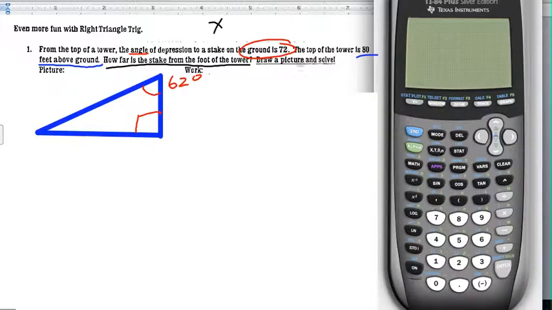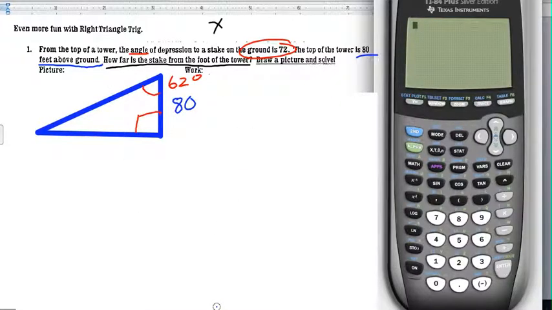If we look at our next thing, the blue thing, the top of the tower is 80 feet above the ground. So when I think above the ground, I don't think this direction. In fact, I don't even think this direction. I think 80 feet above the ground is this. This is the tower. They're just describing how tall the tower is. So we know that side is 80.